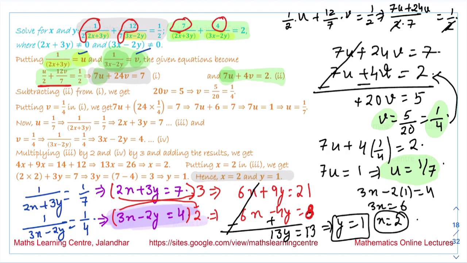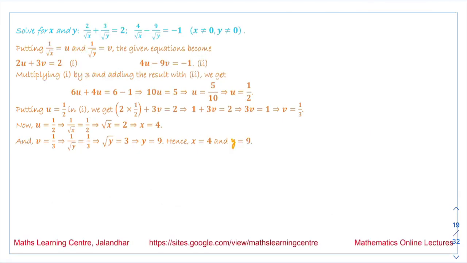Next is solve for x and y, and these equations are given to us. Again, these are not linear in x and y, but what we see is root x in the denominator, and square root y in the denominator. So the substitution we are going to do is 1 by square root x is equal to u, 1 by square root y is equal to v. After doing this substitution, the question becomes 2u plus 3v is equal to 2 and 4u minus 9v is equal to minus 1.